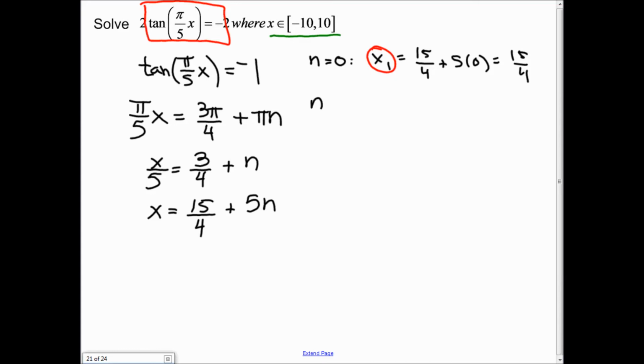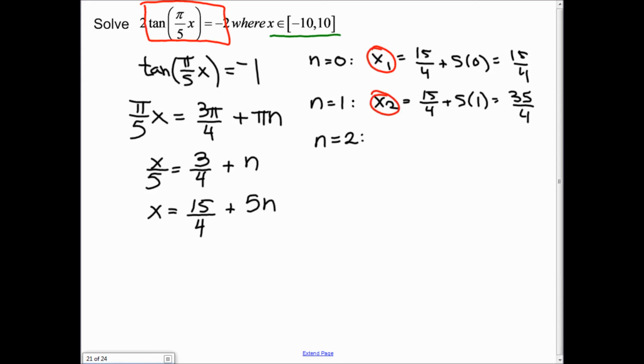Now if we take a look at n is equal to 1, well, that means that our second value is going to be at 15 over 4 plus 5 times 1. And 15 over 4 plus 5 times 1 is 15 over 4 plus 20 over 4, which is 35 over 4. And 35 over 4 is still less than +10, and so it still falls within the range. So this one here is still acceptable.